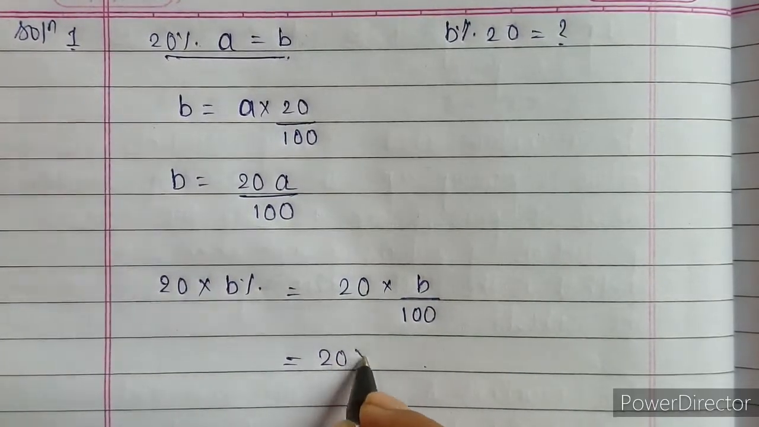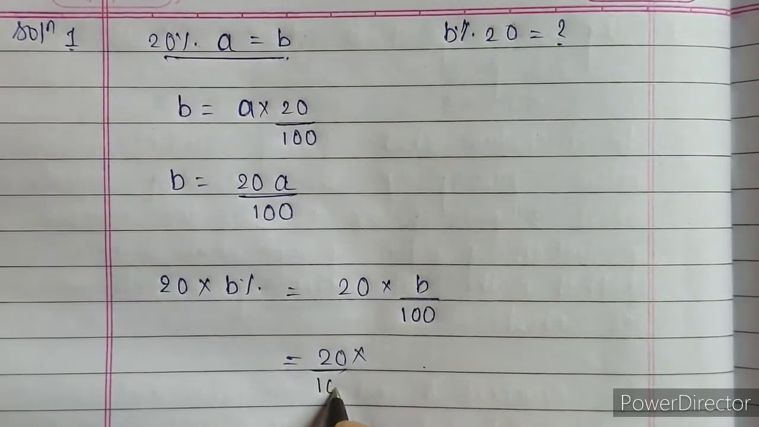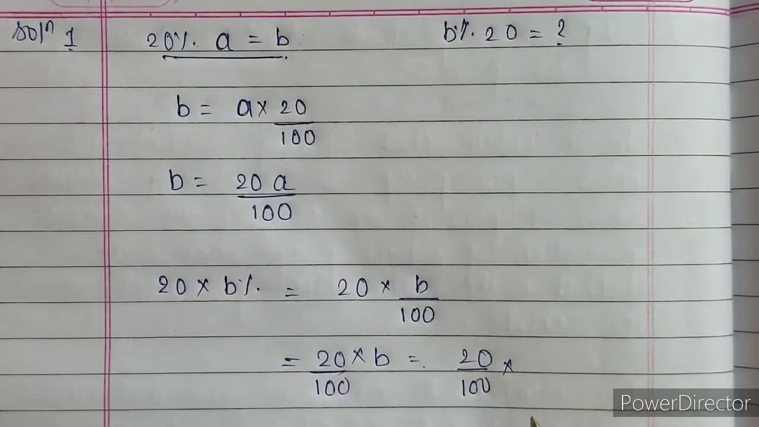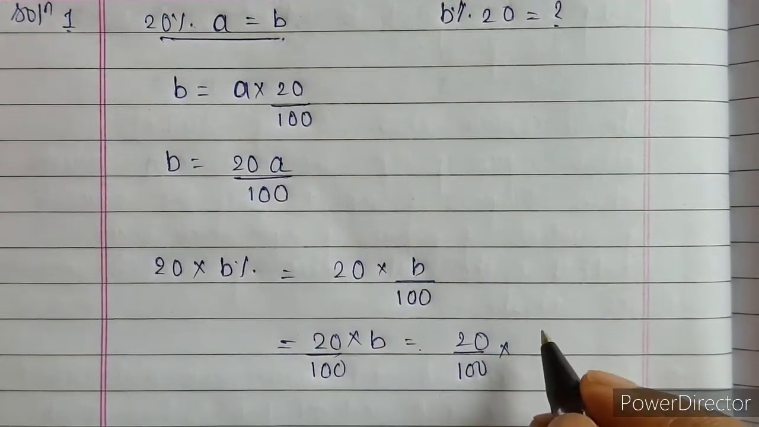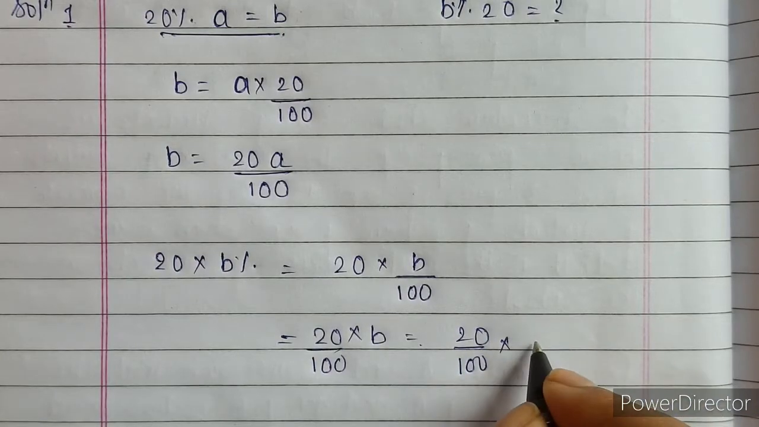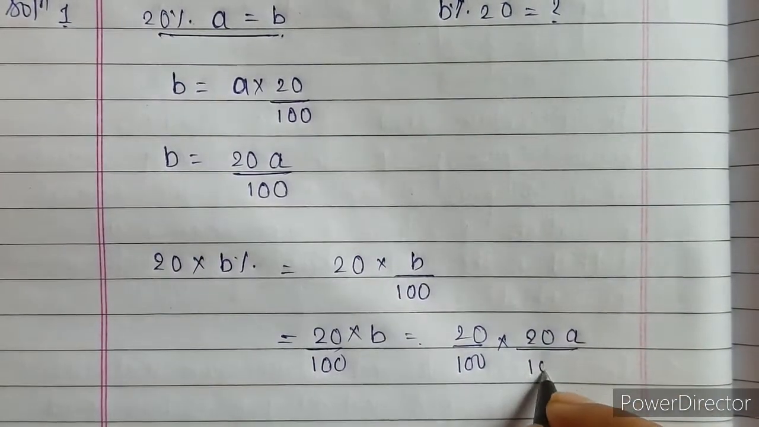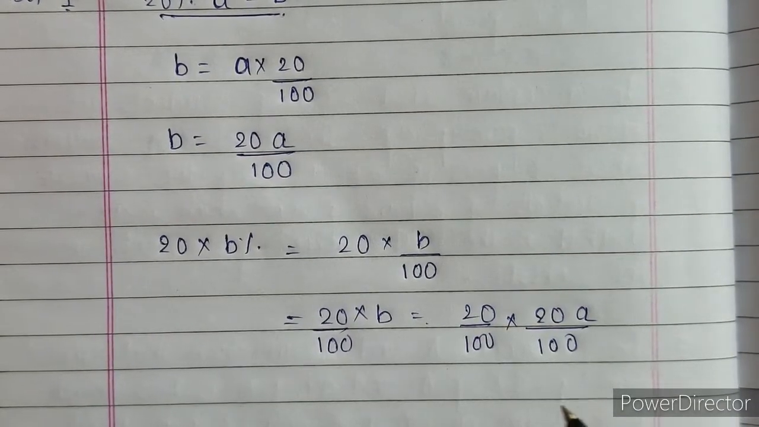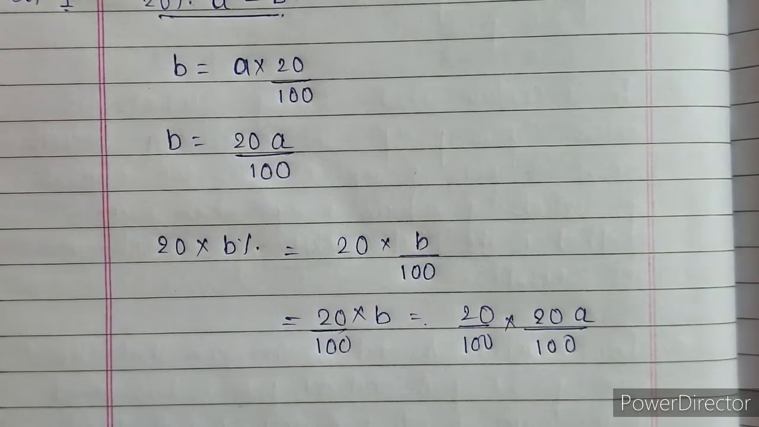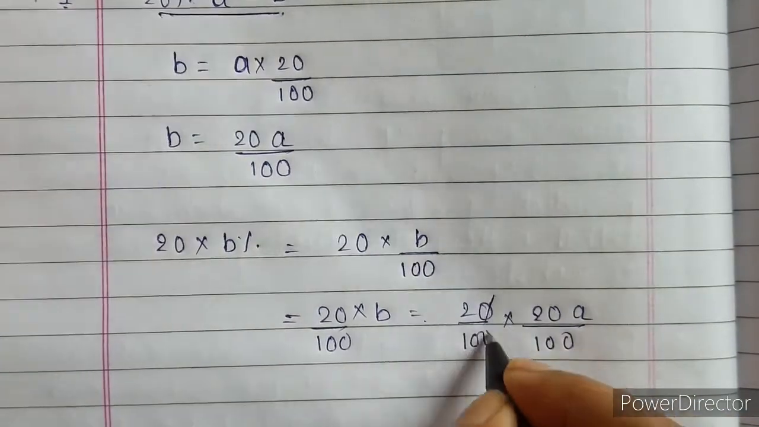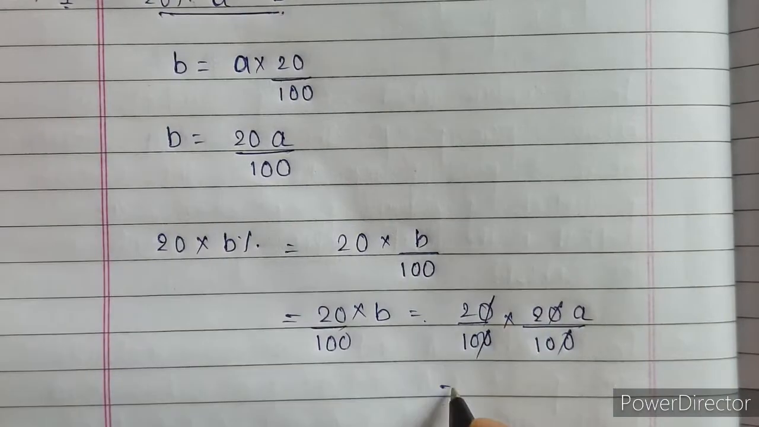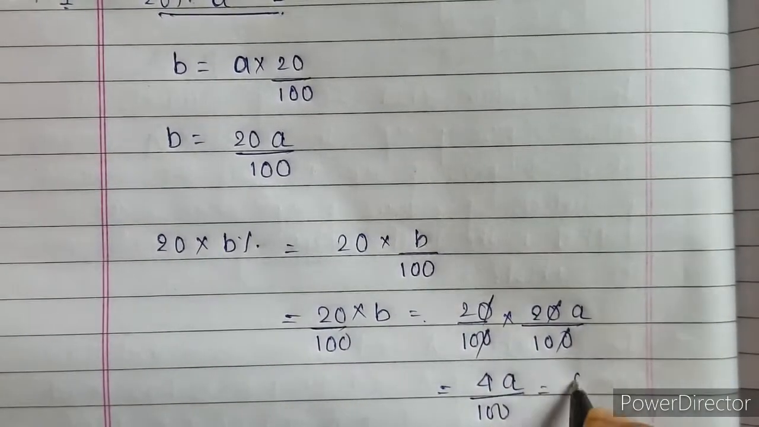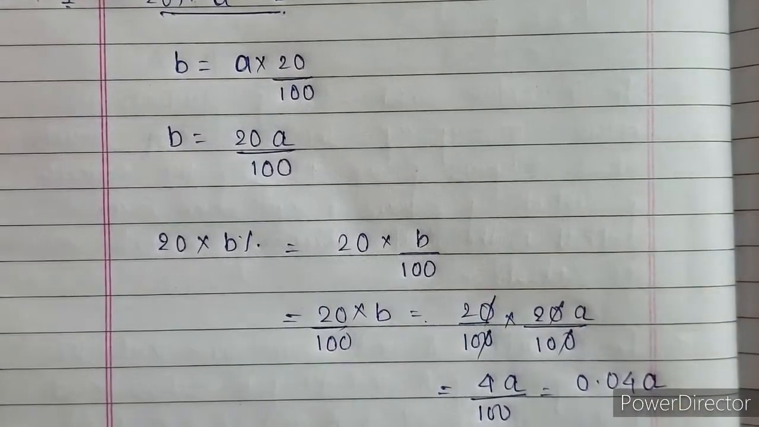So we can write this as 20 by 100 into B. So 20 by 100 into, what is B? B is 20 times A by 100. Right? Now we just have to cancel this. This will get cancelled. This will get cancelled. What we have is 4A by 100, which is 0.04 times A.